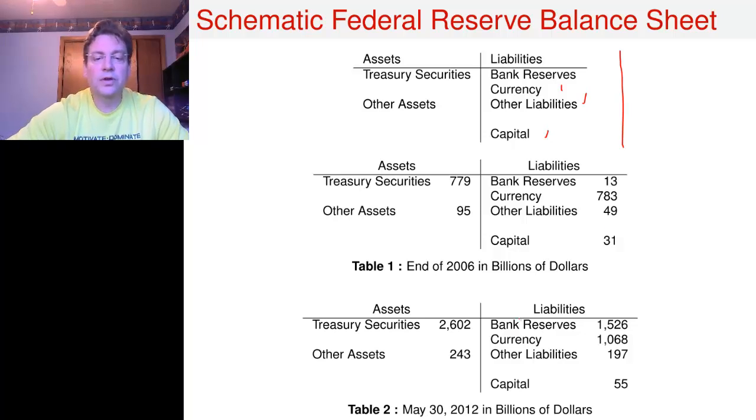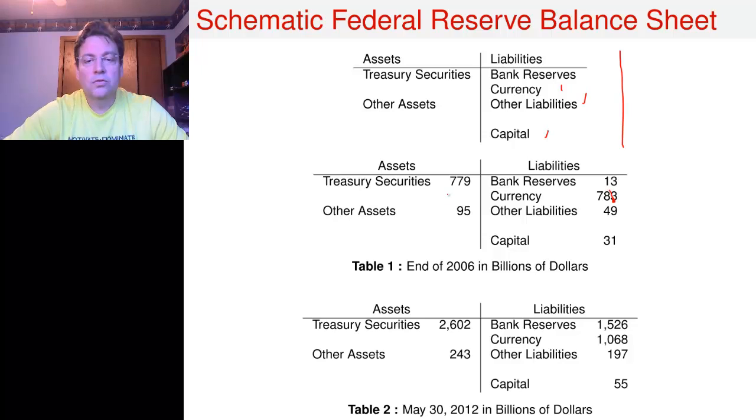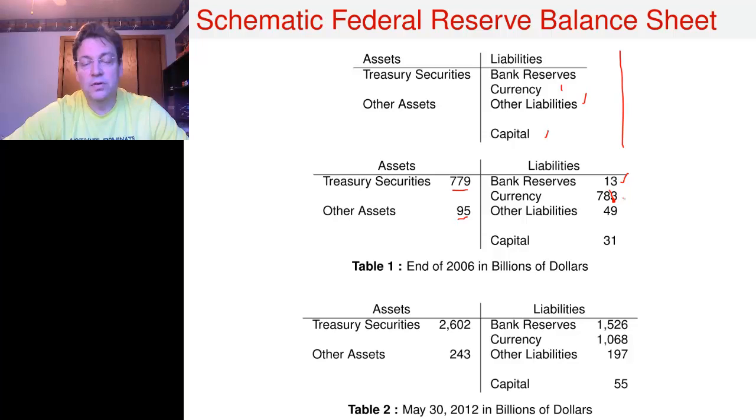Now, at the end of 2006, so remember this is before this financial crisis, what we saw was that Treasury securities were about $779 billion, other assets about $95 billion. Bank reserves were quite small, $13 billion, and currency was $783 billion. So most of the Fed's liabilities were in the form of currency. That's literally green pieces of paper.